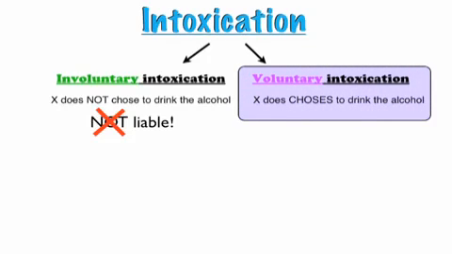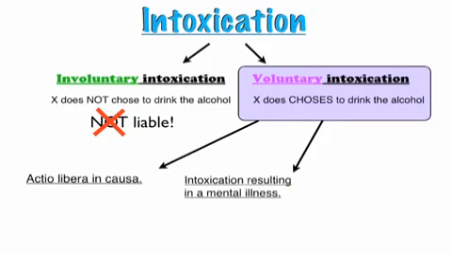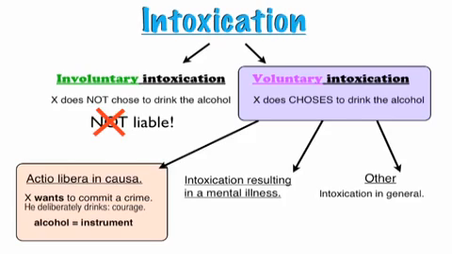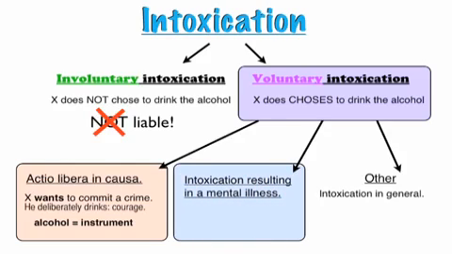There are three types of voluntary intoxication: actio libera in causa, intoxication resulting in a mental illness, and intoxication in general. With actio libera in causa, X wants to commit a crime. He deliberately drinks to give himself courage. Here, the alcohol is an instrument. With intoxication resulting in a mental illness, we will follow the normal rules for mental illness as set out in Section 78 of the Criminal Procedure Act.